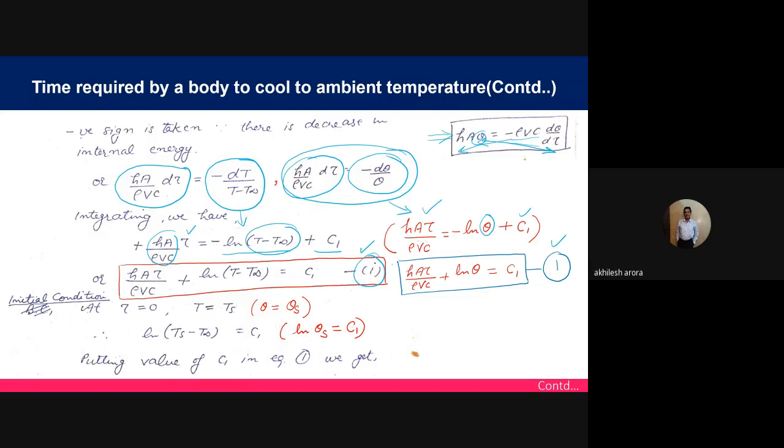So these are the two types of boundary conditions we have used: at r equal to 0, dT/dr is equal to 0. Okay, so these types of boundary conditions we have used.